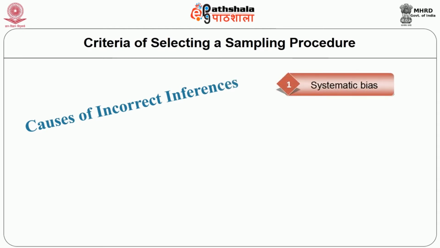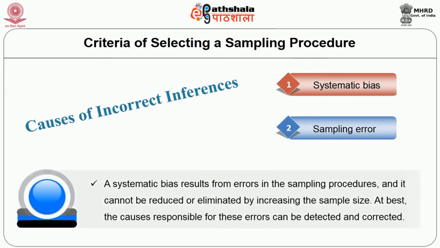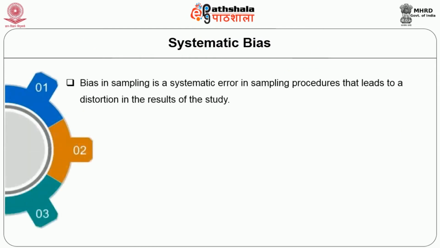Researchers may keep in view the two causes of incorrect inferences, that is, systematic bias and sampling error. A systematic bias results from errors in the sampling procedure, and it cannot be reduced or eliminated by increasing the sample size. At best, the causes responsible for these errors can be detected and corrected.